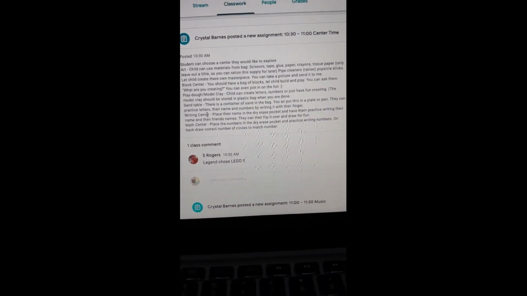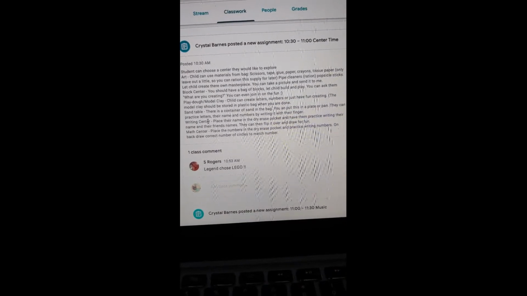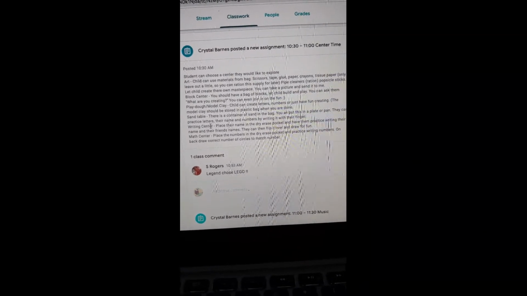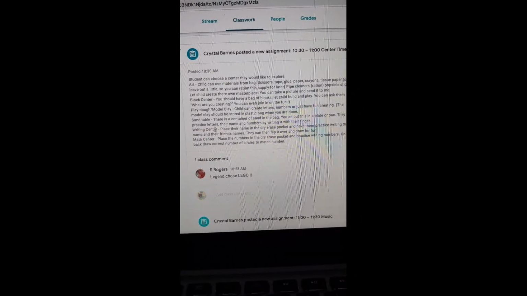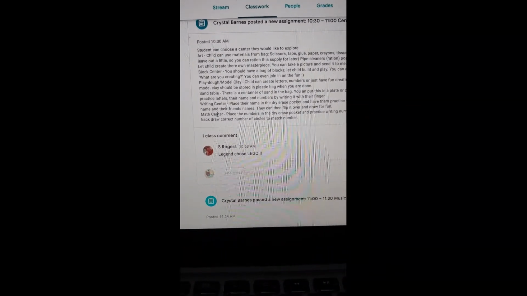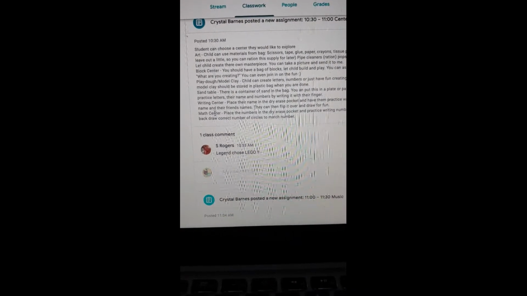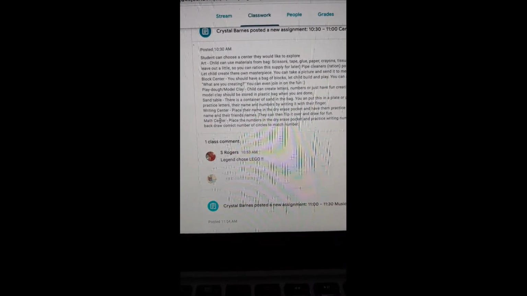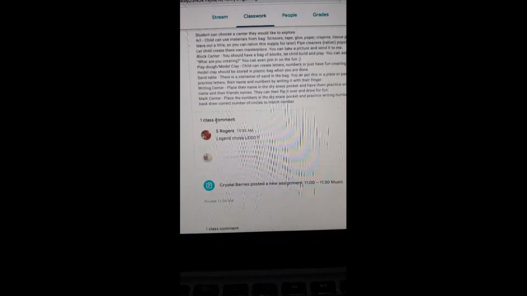Play-Doh center. And I also sent the kids home with a jar of sand so they can put it in a pan and have a little sand table. The writing center, this is where they can use the Play-Doh to make letters, or they can go around the house and see if there's letters there. They can practice writing their name. And the math center, they can make numbers with the Play-Doh. They can make numbers in the sand at the sand table. They can count, different things like that.